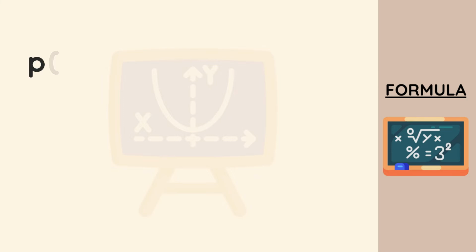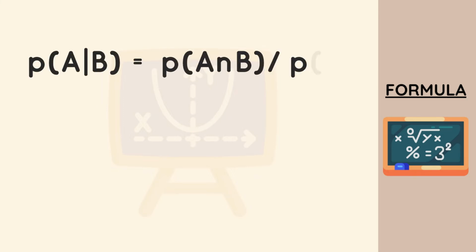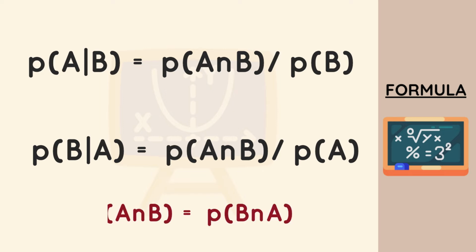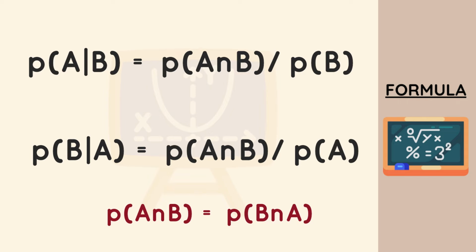Now let's talk about the mathematical formula we can use to work on the concept of conditional probability. So P(A|B) is equal to P(A ∩ B) divided by P(B), or we can say P(B|A) is equal to P(A ∩ B) divided by P(A). Please note that P(A ∩ B) is equal to P(B ∩ A). So let's talk about the concept of Bayes' theorem.